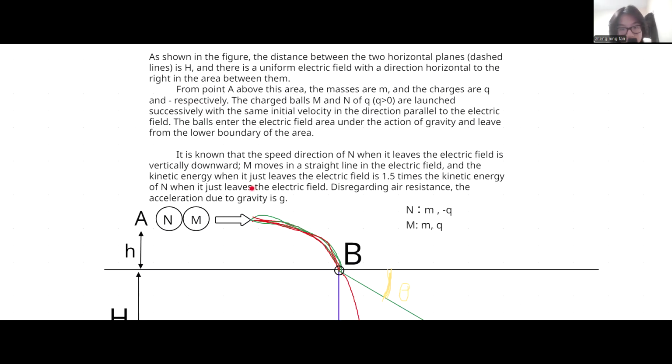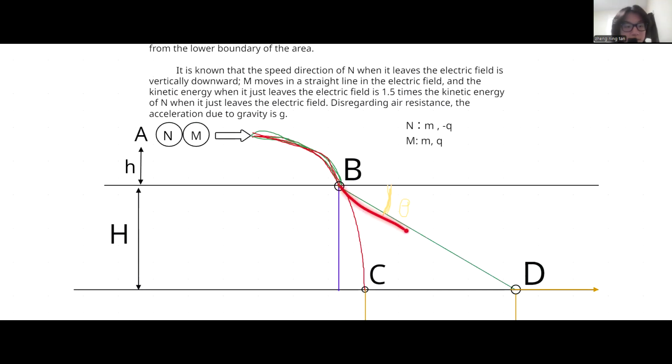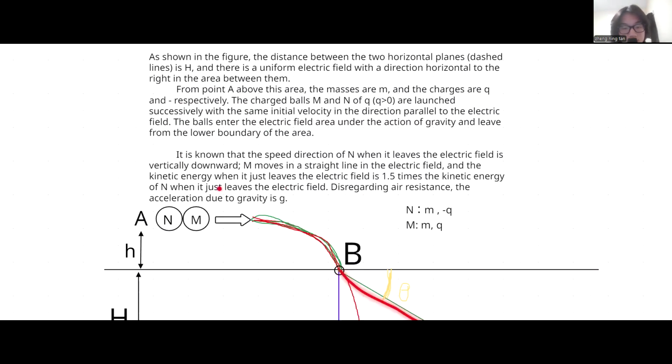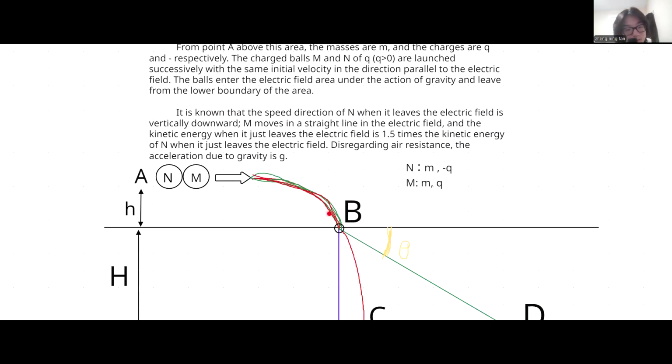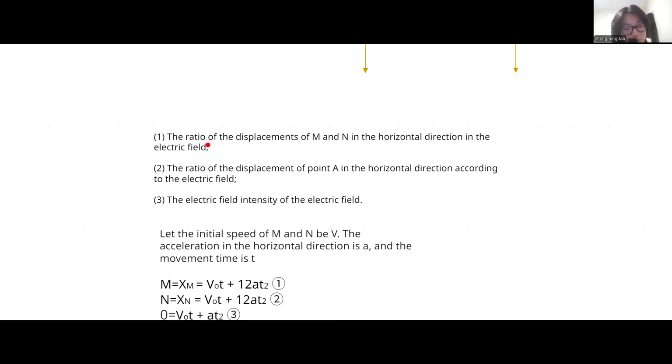M moves in a straight line in the electric field, and the kinetic energy when it just leaves the electric field is 1.5 times the kinetic energy of N when it just leaves the electric field. Disregarding air resistance, the acceleration due to gravity is g. So the first question is asking about the ratio of the displacement of M and N in the horizontal direction in the electric field.